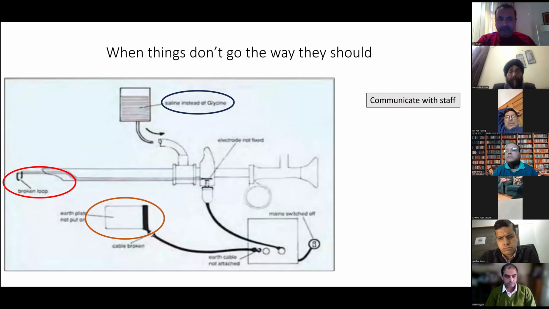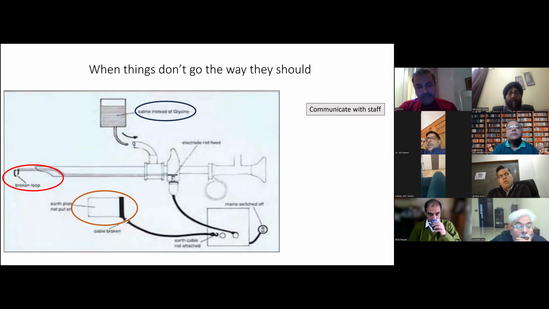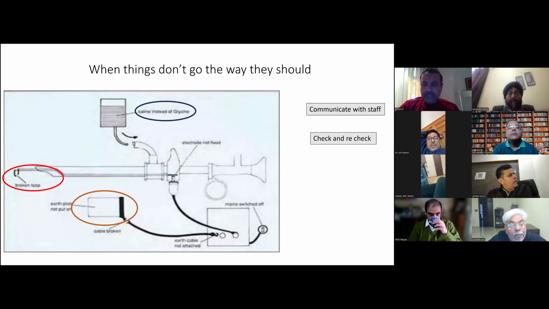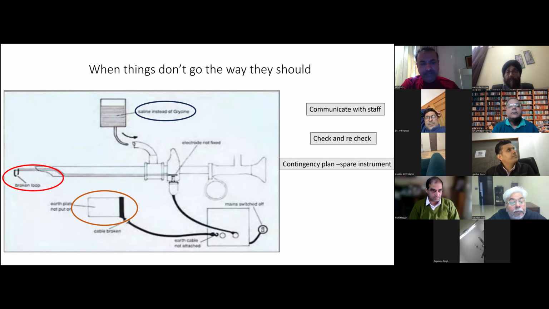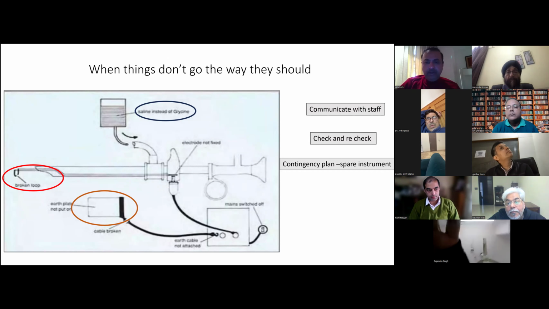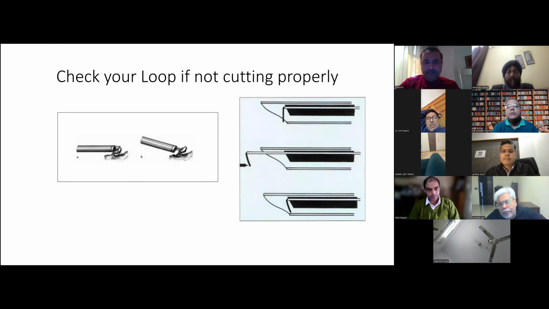The point is that if while operating things have stopped, then you communicate with the staff. Sometimes they may have put saline instead of glycine, and your loop would be broken. Invariably, we are reusing the cautery plates. You change that plate, check and recheck, and you should always have extras, like an extra loop or cautery plates with you if you're doing a monopolar TURP, so as not to end up in a messy situation.